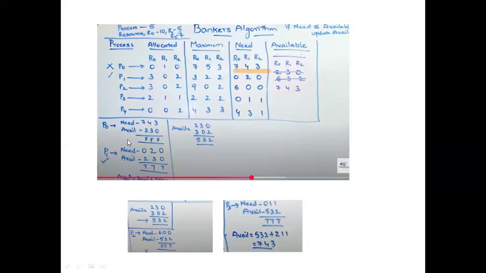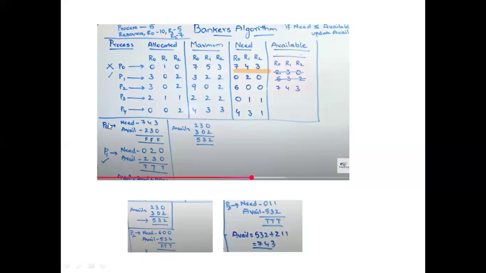Second, repeating for P0, we check whether need is less than available or not. Here need is more, because need is 7 and available is 2. Wrong, false. And similarly, the next ones, 4 and 3, 3 and 0, false. So P0 must wait.